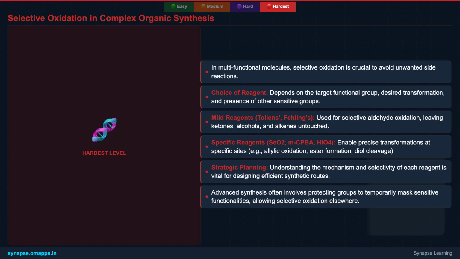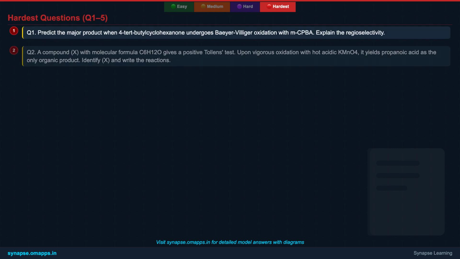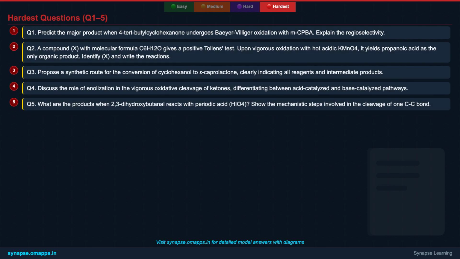It requires a profound understanding of not just what each reagent does, but why it does it, considering its mechanism, selectivity, and compatibility with other functional groups present. This level of insight is what truly distinguishes an advanced organic chemist and is crucial for success in competitive exams like JEE Advanced. You've journeyed through the most challenging aspects of aldehyde and ketone oxidation.